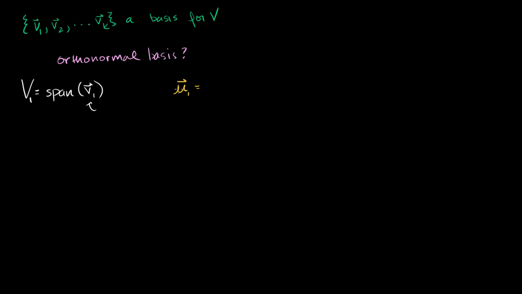So if we define some vector u1 to be equal to v1 divided by the length of v1, then the length of u1 is going to be what? It's going to be the length of v1 over the length of v1. This is just a constant right here. So this is just going to be 1 over the length of v1 times the length of v1, which is just equal to 1. So this one will have a length of 1.